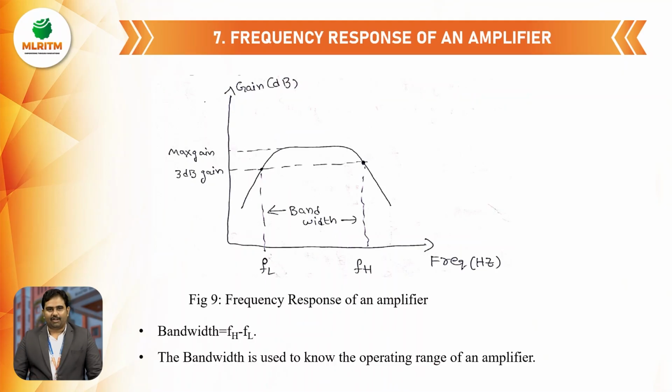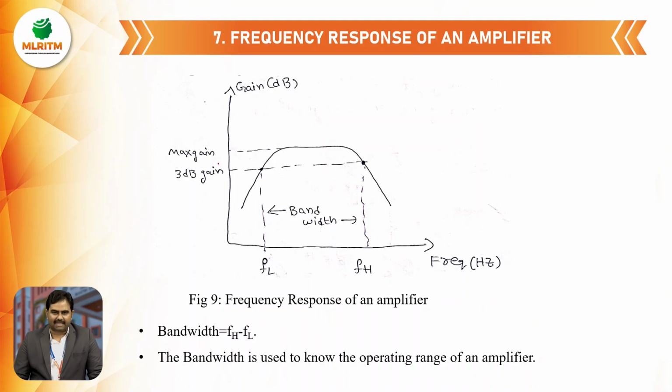So coming to the final topic of this lecture, that is the frequency response of an amplifier. So this is the frequency response of an amplifier. On the x-axis we have considered frequencies, on the y-axis we have considered gain. So what is a frequency response? If we get a question like this, what is the frequency response? Simply we have to write: a graph drawn between the frequency and gain, voltage gain in decibels. So from this graph, we have to identify some parameters.